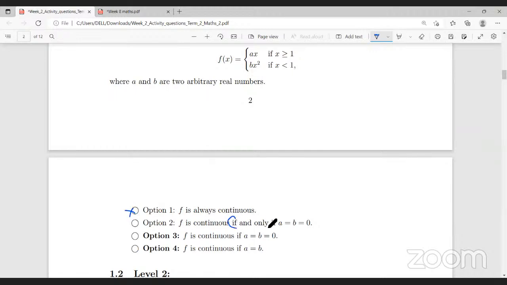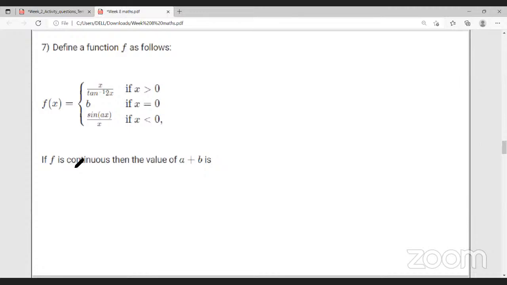F is continuous if and only if a equals to b equals to 0. That is not true, right? It should be a equals to b only. That is the sufficient condition. And f is continuous if a equals to b equals to 0, this is also true, right? No, no. A equal to b means it can be any value, equal to 0 or any value 1, 2, 3. In the second option, it is saying if and only if, so equals to 0, this is not correct.